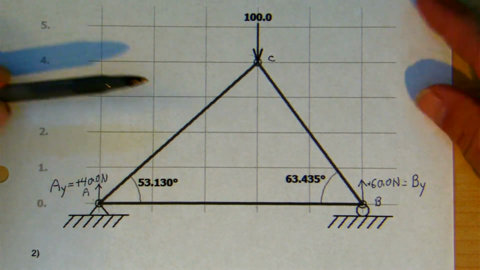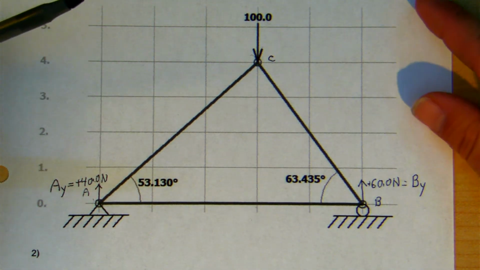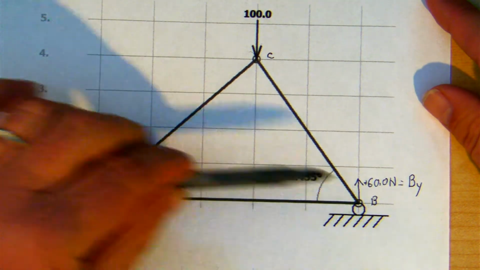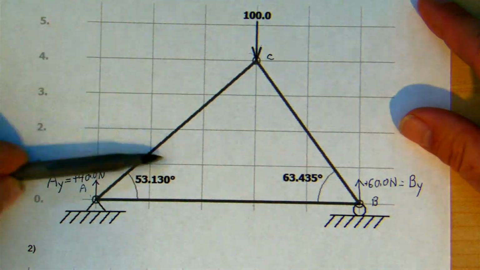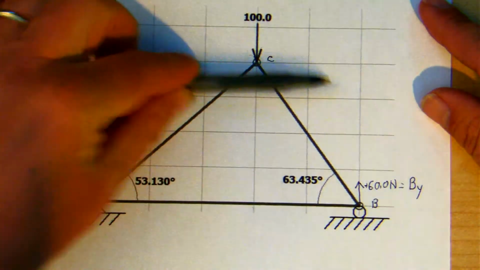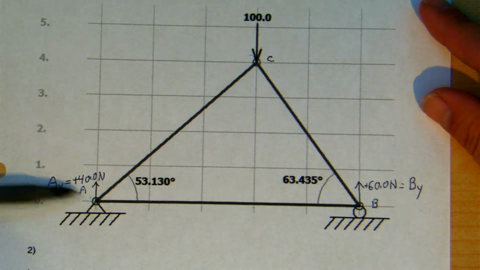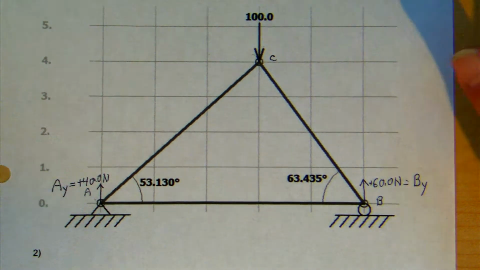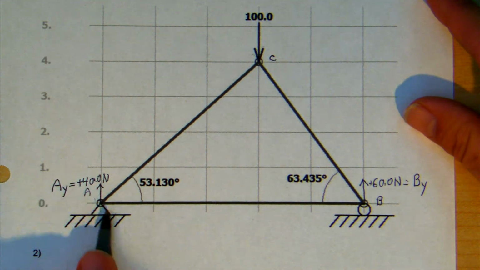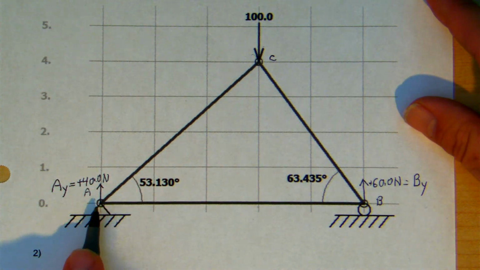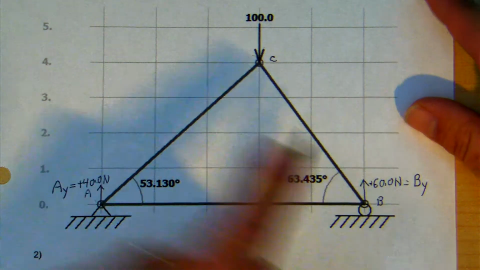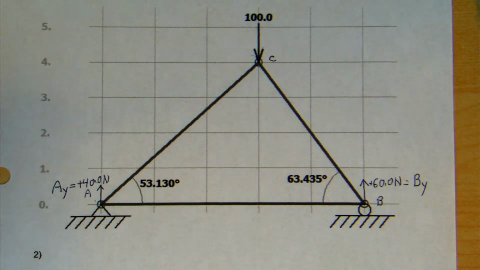The sum of all the forces in the horizontal direction has to add up to 0. You can't have a vertical force acting at point B, it would just roll. There is no horizontal load being applied anywhere in this truss structure, so there is no horizontal reaction force being applied at point A. We're done. We've just calculated the reaction force at A is 40 newtons vertically up, at B it's 60 newtons vertically up, and that's all there is.